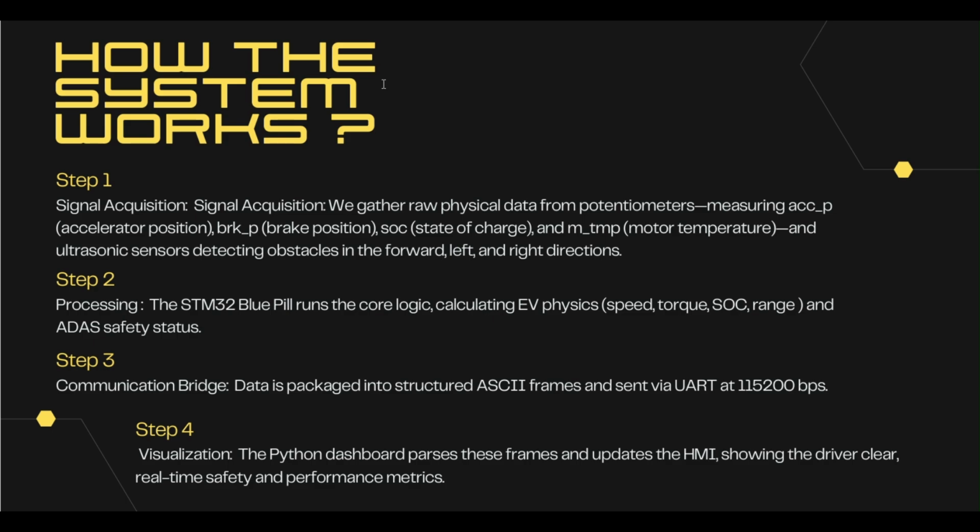Step 3, communication bridge. To keep the data organized, the firmware packs all the numbers into a single string. It starts with a dollar sign, separates each value with a comma, and ends with a new line command. It then pushes the string out through the serial port. Step 4 is visualization. The Python dashboard reads this incoming text, separates the numbers by the commas, and updates the text dashboard screen 10 times every single second.